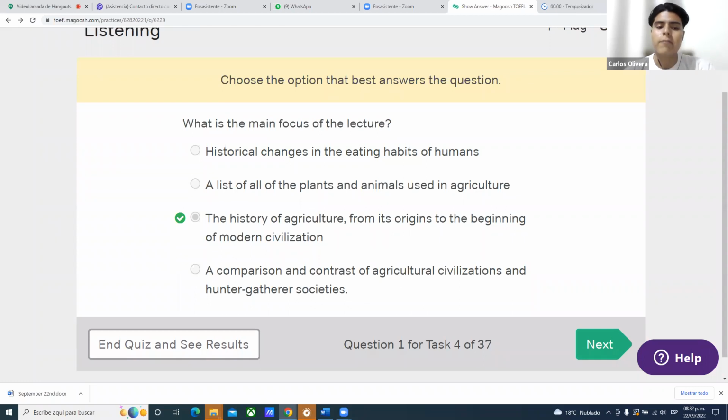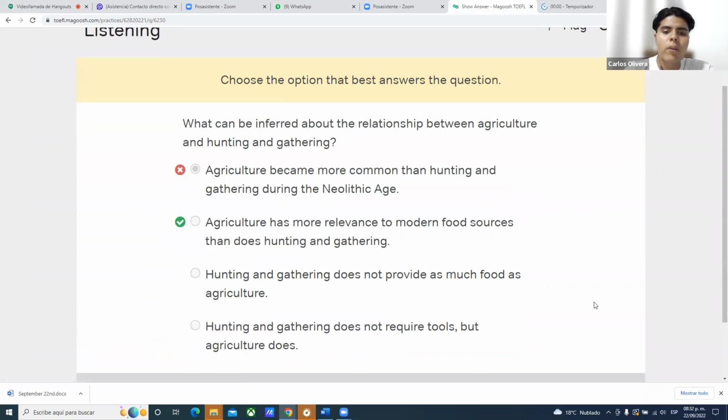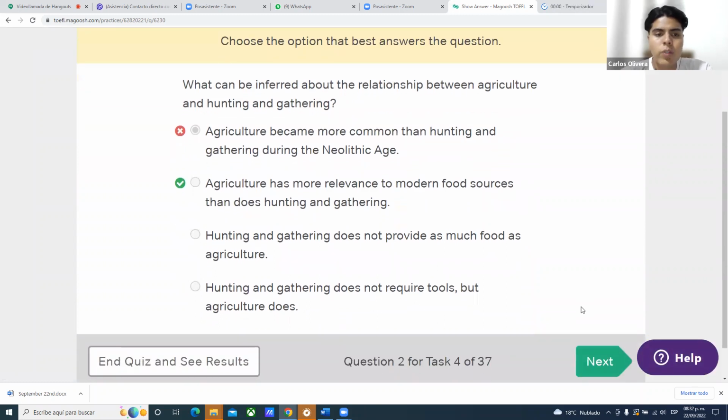So I think this is very clear. Fantastic. Very good. Number 2. What can be inferred about the relationship between agriculture and hunting and gathering? Okay, so in this case, the correct response was agriculture has more relevance to modern food sources than does hunting and gathering. So what about, for example, the first one?